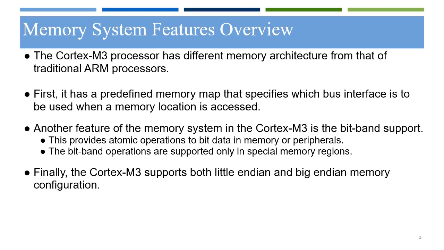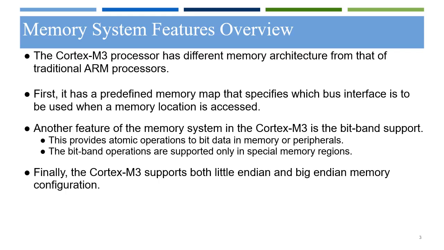Another feature of the memory system of this Cortex M3 is the bitband support. Bitband provides atomic operation to bit data in memory or other peripherals. An atomic operation acts on a shared memory. We say that it is atomic if it completes in a single step relative to other threads. The next feature is that bitband operations are supported only in special memory regions.